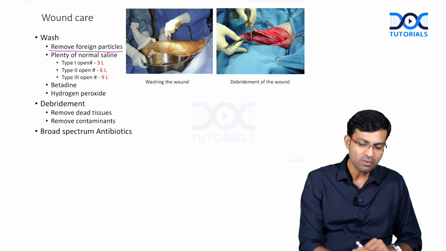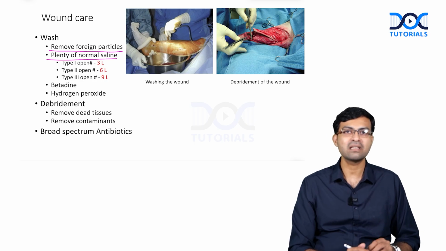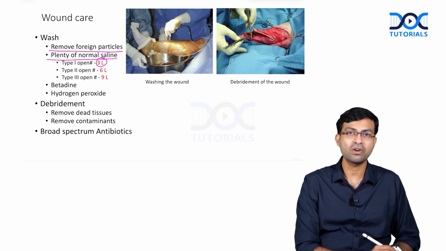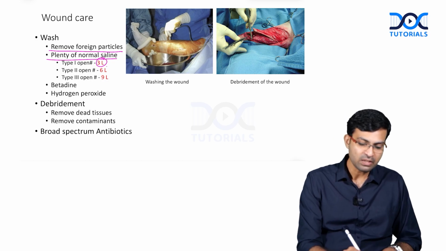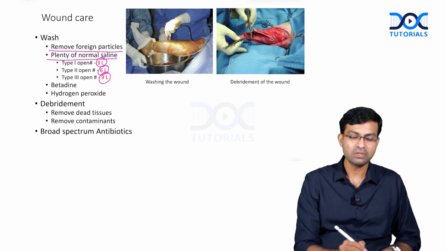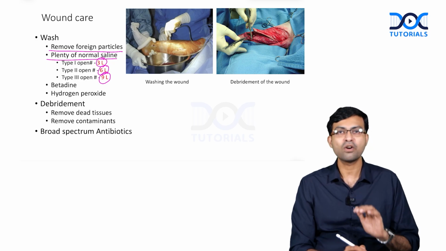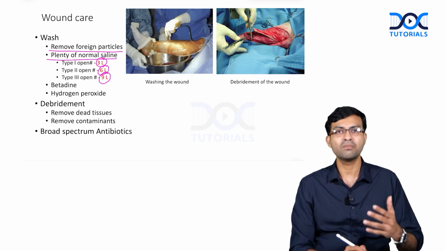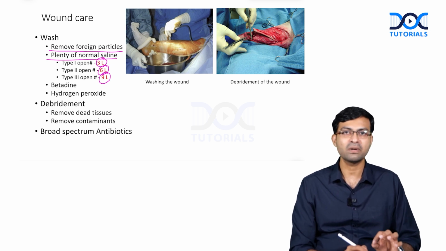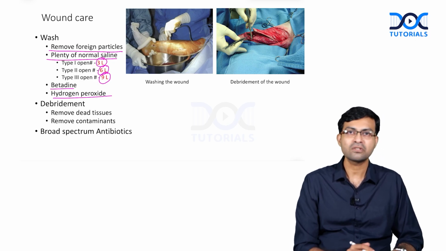Then the next step is to use plenty of normal saline to wash the wound. You use the maximum amount of normal saline to wash the wound. They said that in a type 1 fracture, you need at least 3 liters of water to clean it. In type 2, you have to use at least 6 liters of normal saline for cleaning the wound. And in type 3, we need to use at least 9 liters of normal saline to clean the wound. So this is the least amount of normal saline that you are using. You can use more than this, that is okay. But at least this much normal saline must be used to clean a particular type of open fracture. Then you can use betadine and hydrogen peroxide as adjuncts to clean the area.